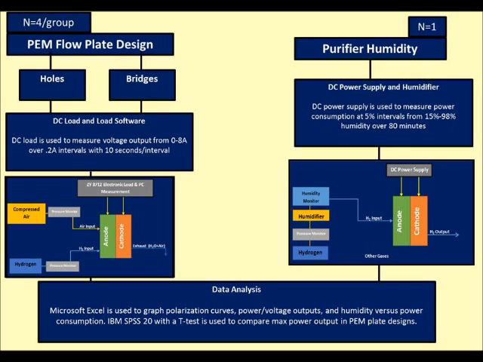Hydrogen and air were transported into the fuel cell at the anode, and a DC load operates the fuel cell. Exhaust air and water exits at the cathode. Data was recorded with load software, and 4 trials were done for each group.